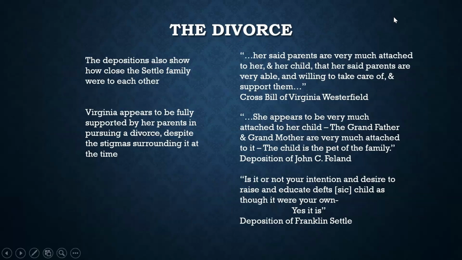So while James doesn't come off very well, Virginia's family comes off pretty well. The depositions show how close the family were, and this may have been because of those losses of those infant children, but they were a very close-knit family. And Virginia appears to have been fully supported by her family, even though there was a stigma at the time surrounding divorce. It doesn't seem that anyone was telling her no.